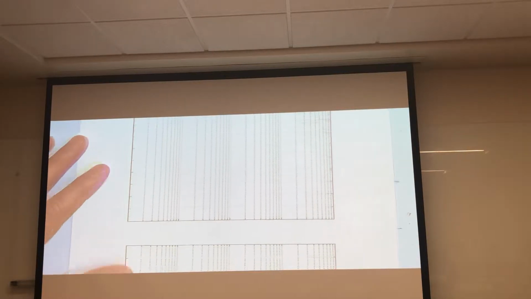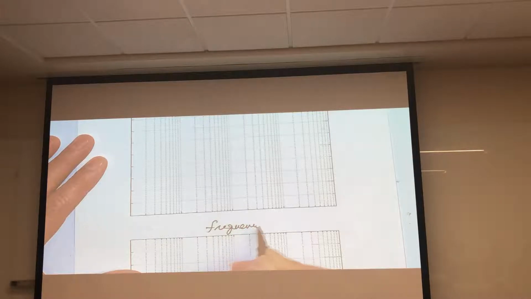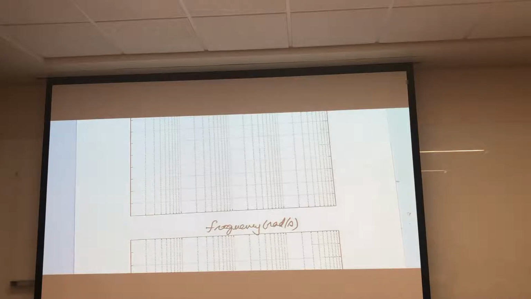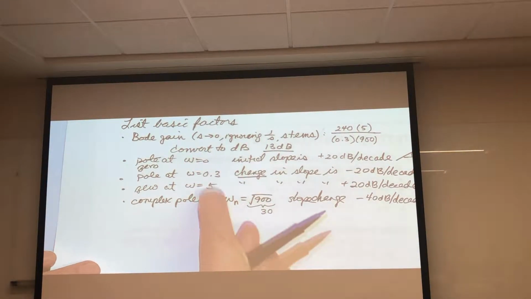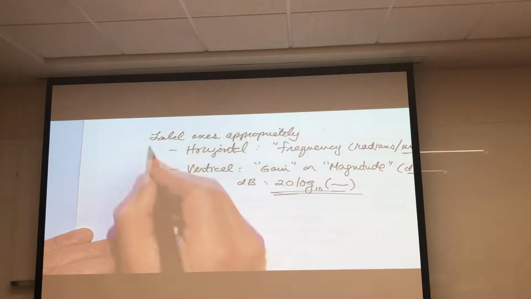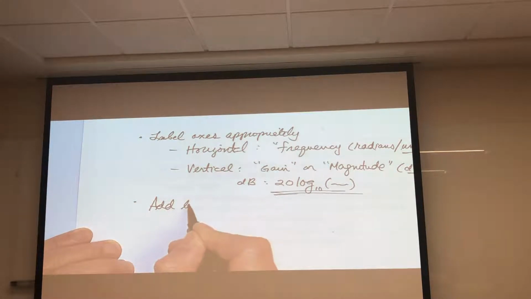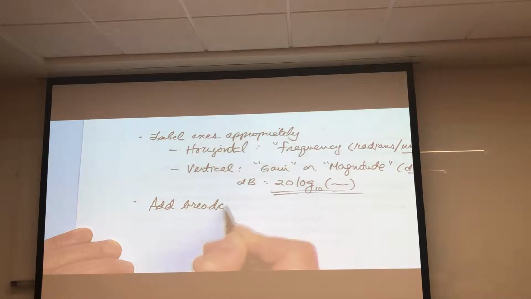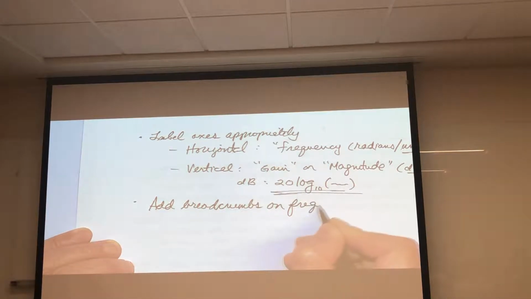So we should get this pattern like this. So we're going to label this frequency, radians per second. And we need to get all our breadcrumbs, so we're going to put all our breadcrumbs on here. So we're going to label the axes appropriately. What I do is add breadcrumbs on the frequency axis.